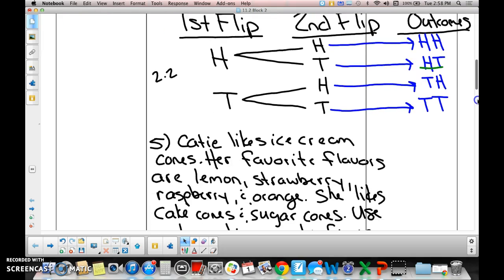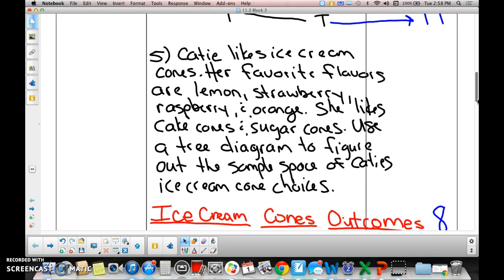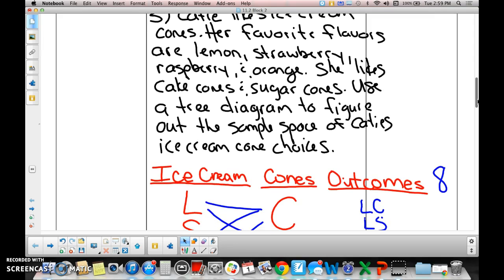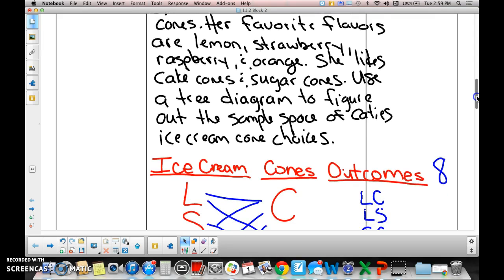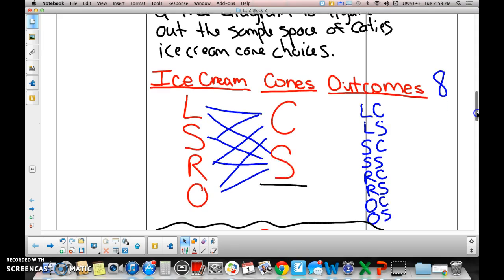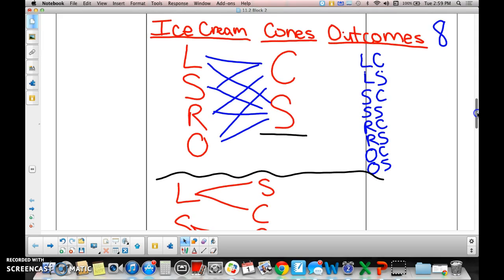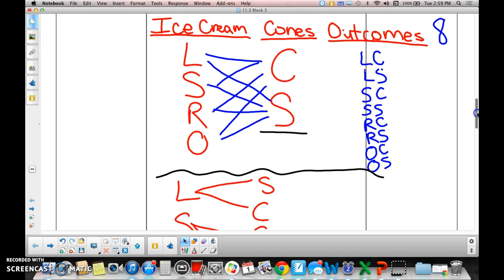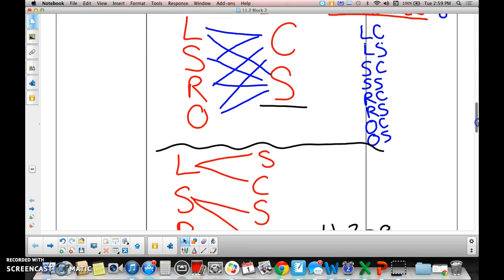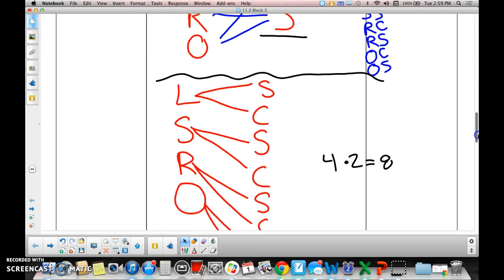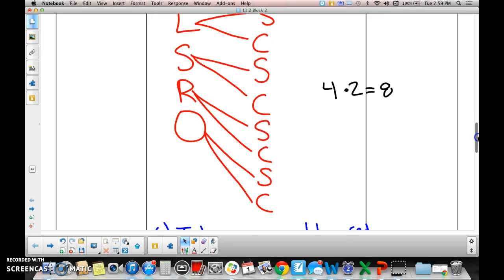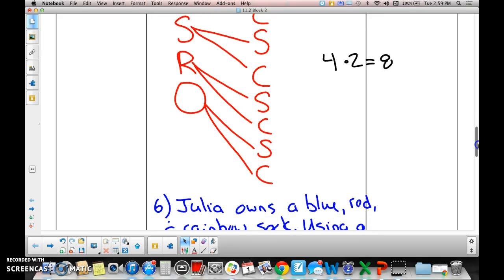Katie loves ice cream, don't you, Katie? And she loves 4 different flavors and 2 different types of ice cream cones. We created a tree diagram, a couple of different tree diagrams. Here's one example of a tree diagram to determine all of the different types of flavors that go with the different kinds of cones that Katie likes. And then we had another group come up and do the same thing with a little bit of a different tree diagram. Okay, and we got 8 outcomes.